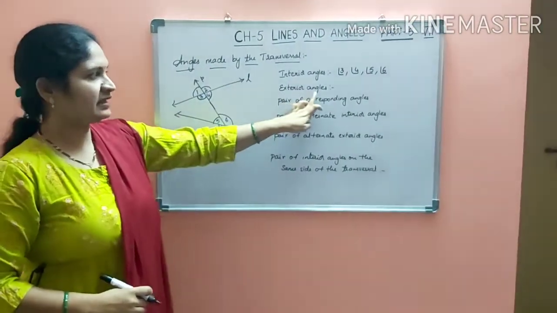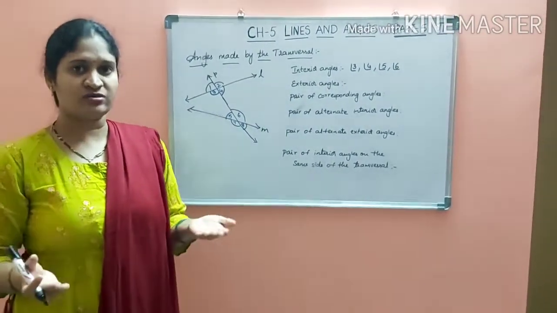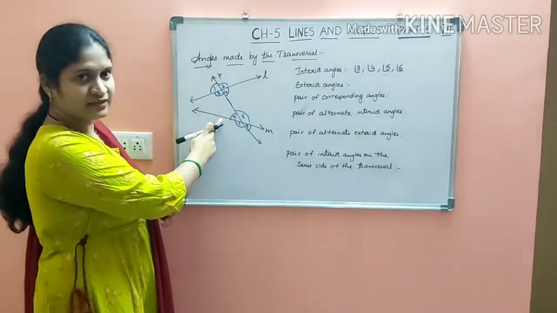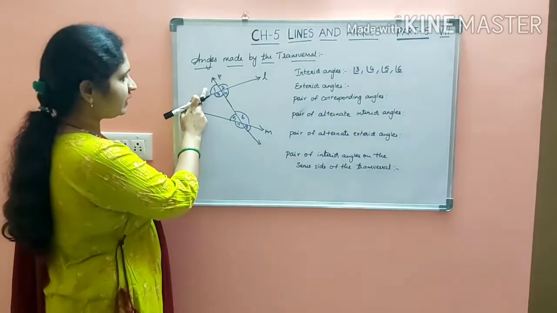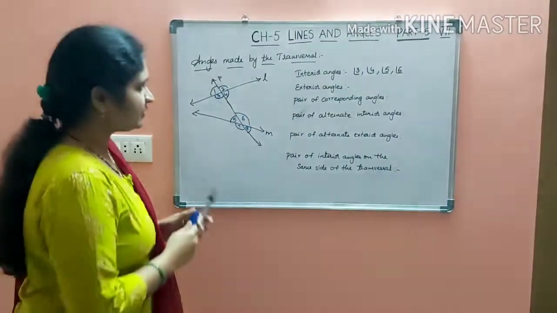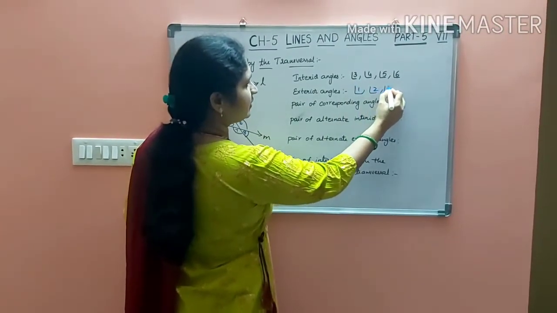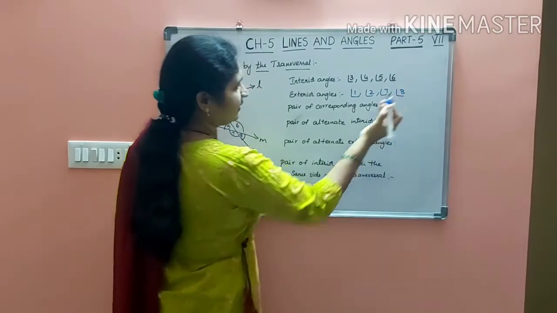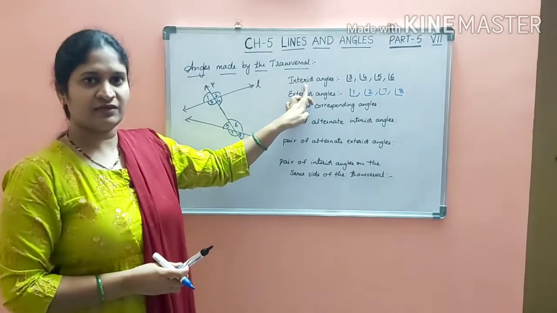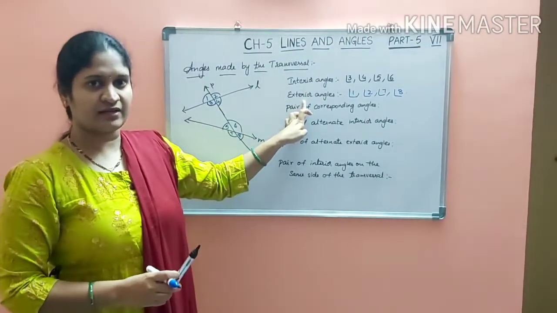Now coming to exterior angles. Exterior angles you can remember as outside angles. So outside these two lines L and M, what are the angles we have? 1, 2, 7 and 8. So you can write it as angle 1, angle 2, angle 7, angle 8. Up to here clear, children? Interior angles you can remember the keyword inside angles. Exterior angles you can remember the keyword outside angles.